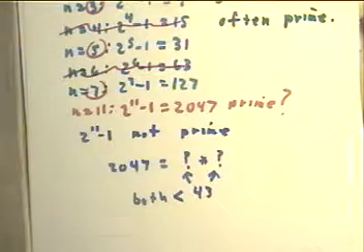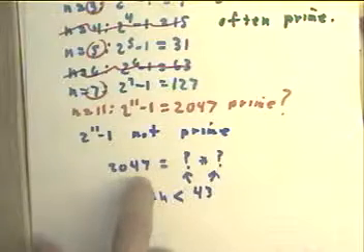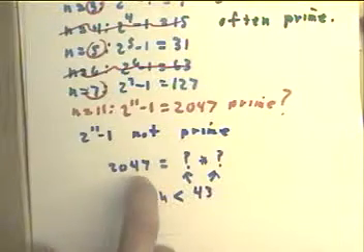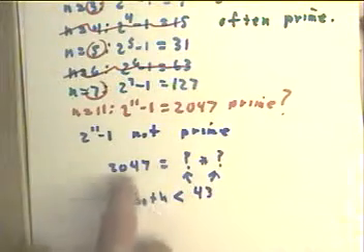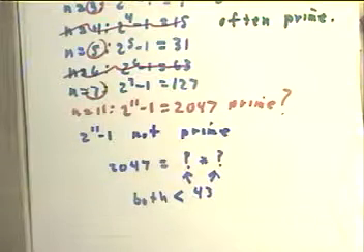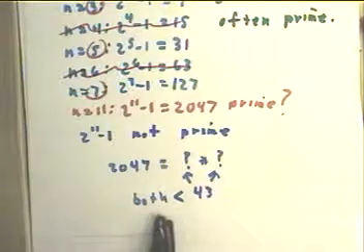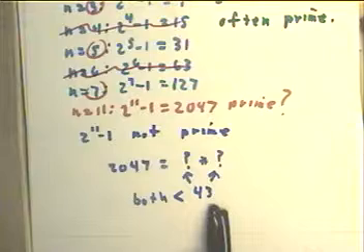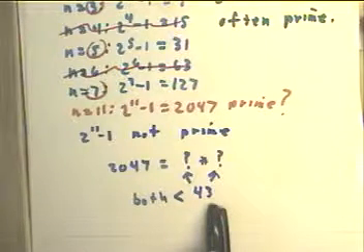Either they weren't very interested or their arithmetic was just too cumbersome to manage this. Their number system wasn't sophisticated enough. But for us, it's pretty easy. You could just sit down and do long division for an hour and find a number that goes into 2047. I'll note that both of these numbers have to be less than 43.